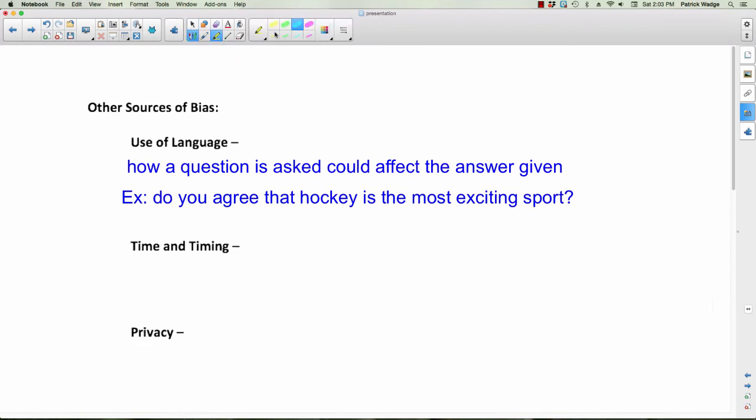Because of this bit at the start here where it says, do you agree? It makes it sound like, oh gosh, I guess most people think that. Well, maybe I better agree with that because I don't want to look dumb or anything. So, yeah, I agree with that.